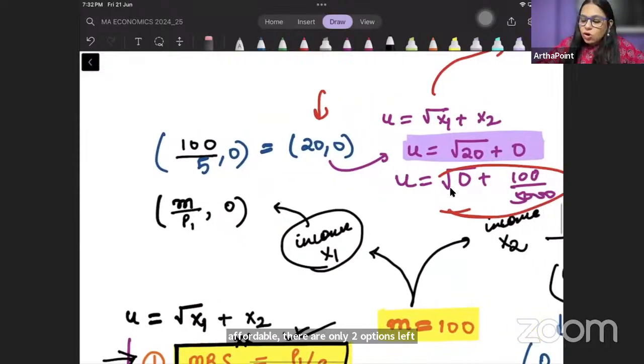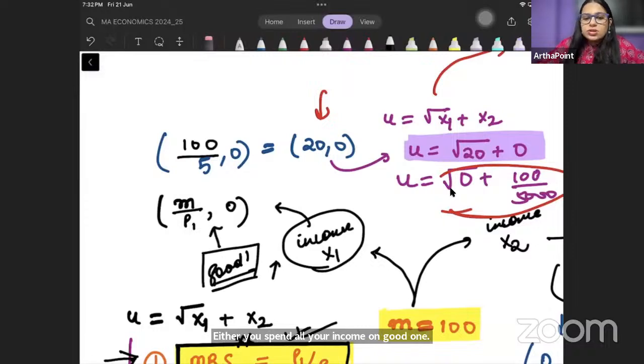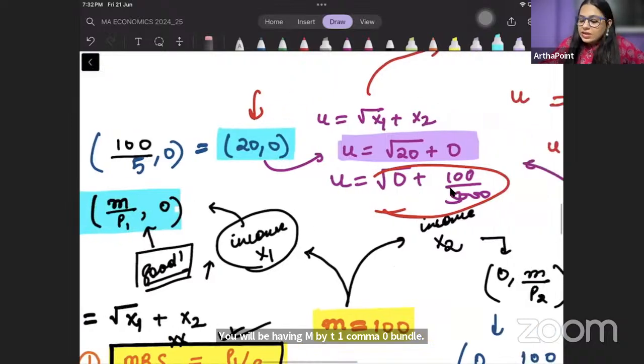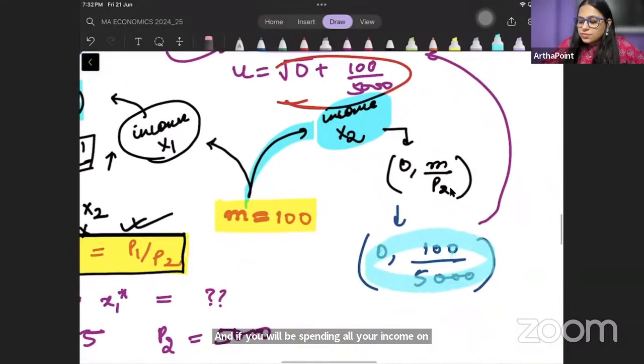Either you spend all your income on good one. If you spend all your income on good one, you will be on the x-axis. You will be having the bundle m by p1 comma 0, so your bundle will be 20 comma 0. And if you spend all your income on good two, you will be on the y-axis and your bundle will be this.